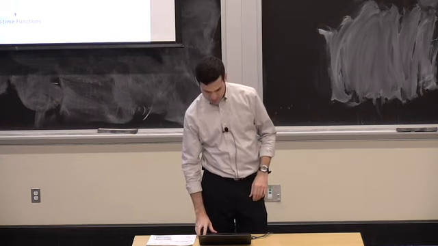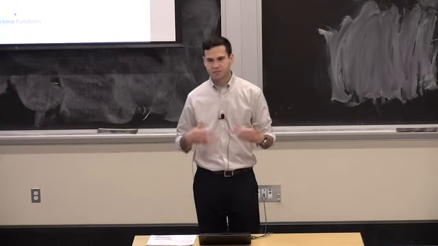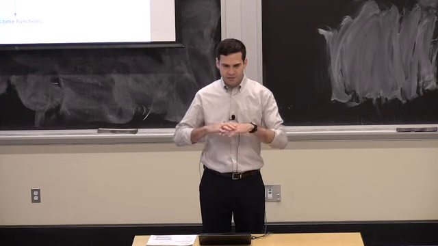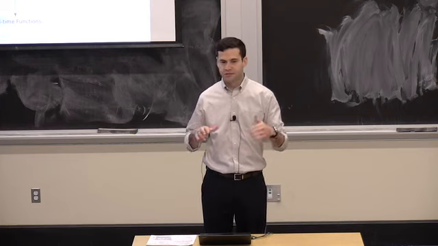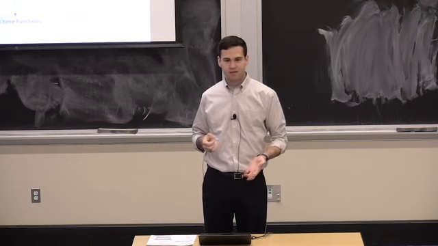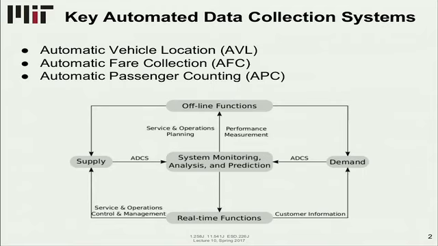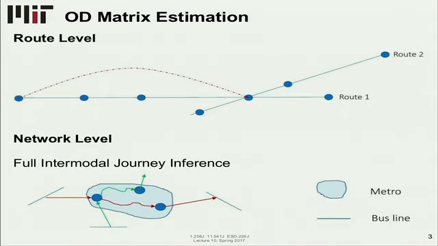It used to be that we had to use manual surveys. They were expensive. They didn't cover all the times or places very well. And now, with all these automated data collection systems, we can infer some of the origin-destination matrices from the data. And that's what we want to understand. How does it happen? What can we do? How can we do it? So OD matrix estimation can happen at different levels. One way of looking at it is to think about route level versus network level.